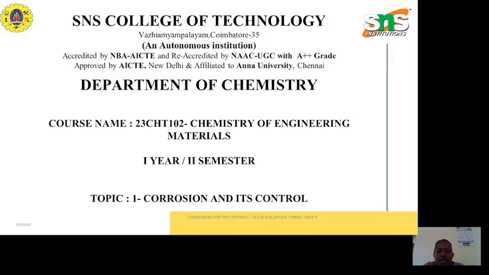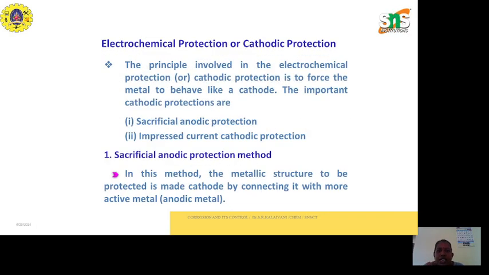Good morning. Today I am going to discuss electrochemical protection methods, or cathodic protection methods. The principle involved in electrochemical or cathodic protection is to force the metal to behave like a cathode. The important cathodic protections are: first, sacrificial anodic protection, and second, the impressed current cathodic protection method.